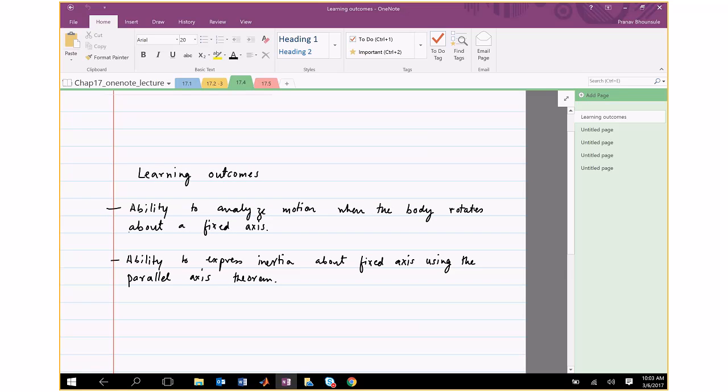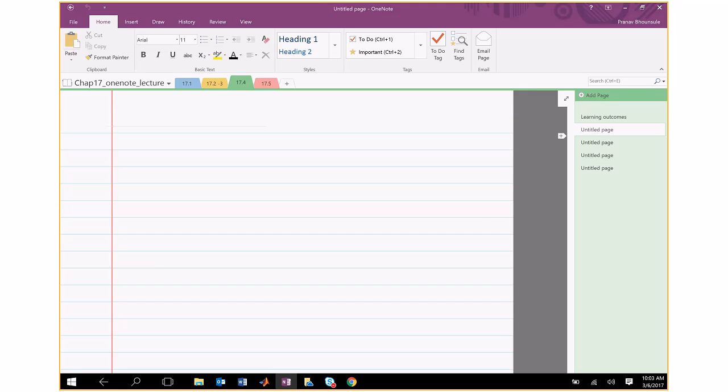analyzing motion when the body moves about a fixed axis, and then the ability to use the parallel axis theorem to find the inertia and use that inertia to describe the motion of the body about a fixed axis.